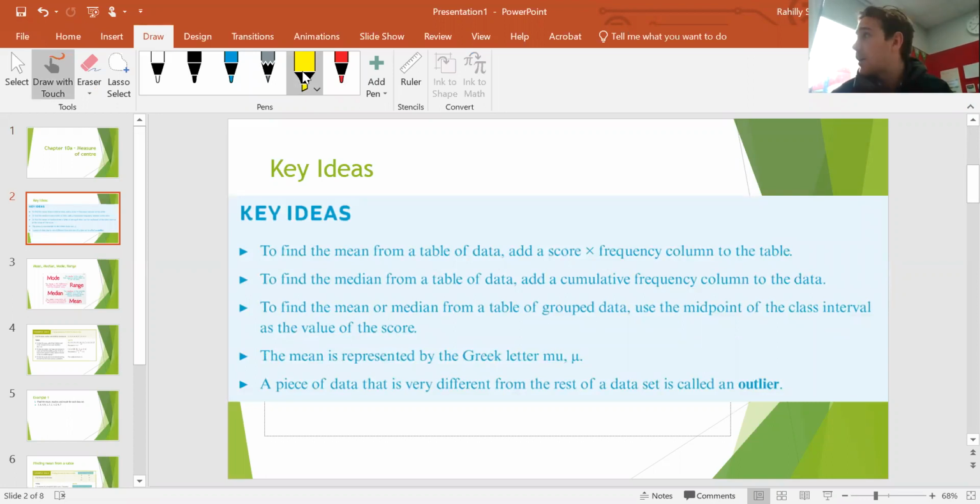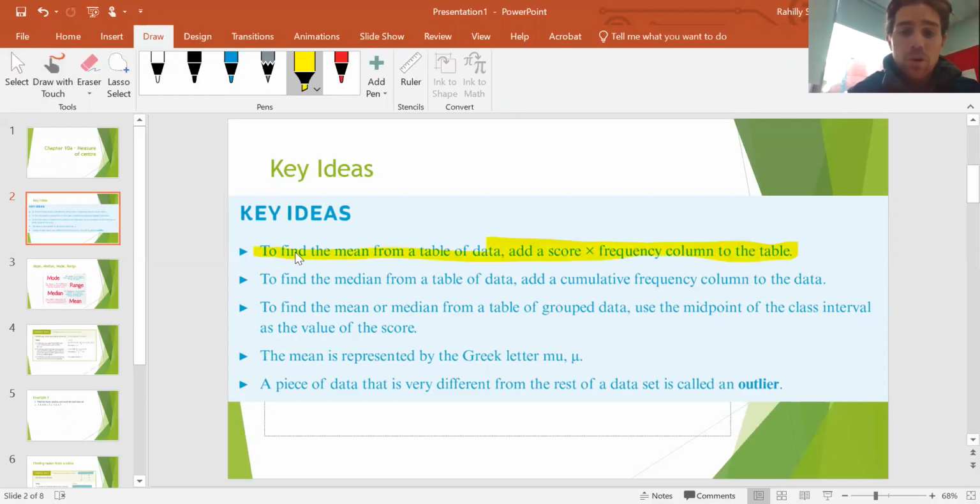We're looking at a measure of centre, which is your mean, median, mode at the moment. We'll jump straight into the key ideas. To find the mean from a table of data, add a score times frequency column. I'll explain what this means in these videos. I just want you to copy these notes in for now. To find the median from a table of data, add a cumulative frequency column to the data.